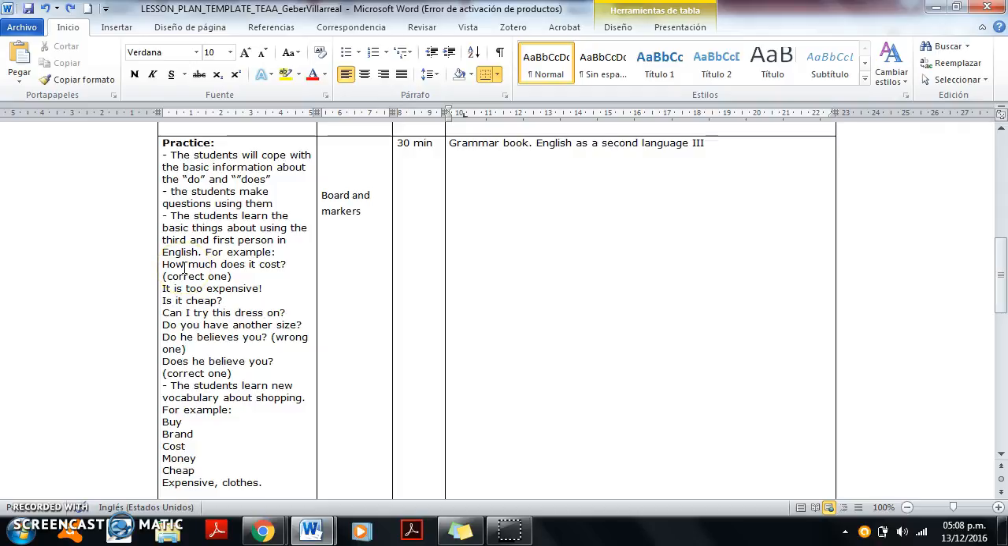The first example is: how much does it cost? That's the correct one. Over there, it is too expensive. Is it cheap? Can I try this dress on? Do you have another size? Do he believes you? This is the wrong one because here we will use does for the third person.